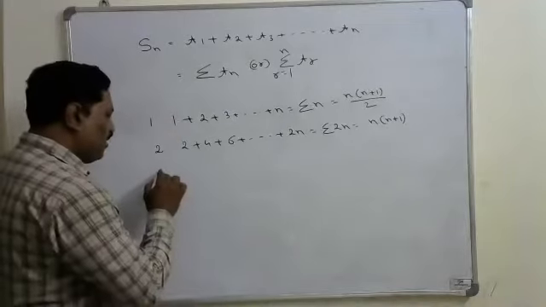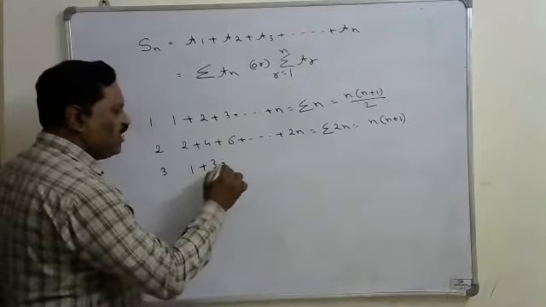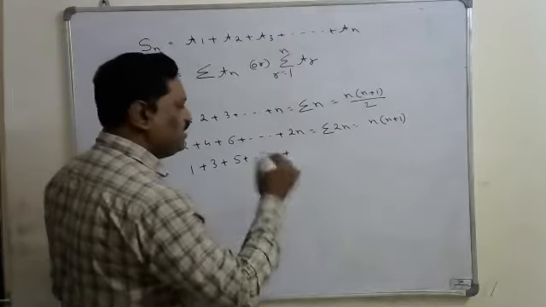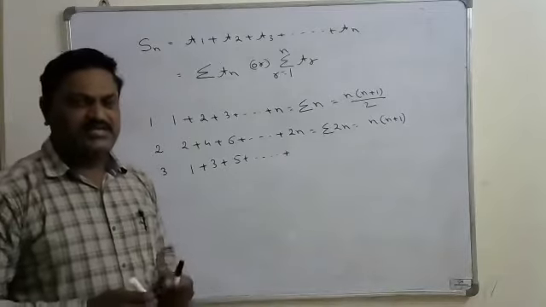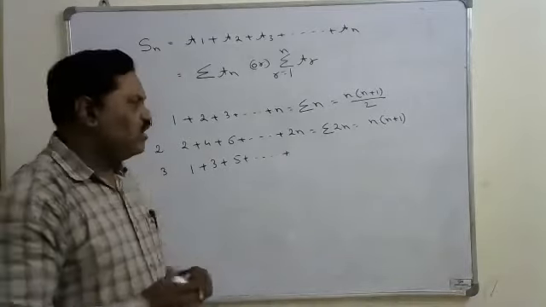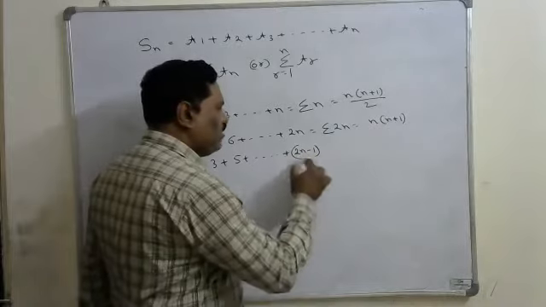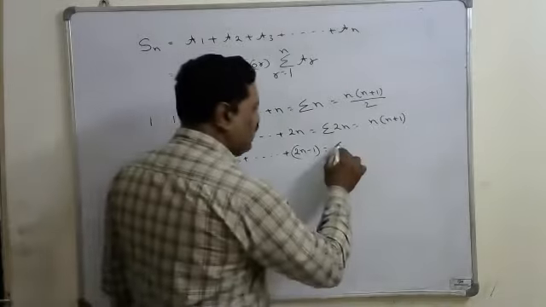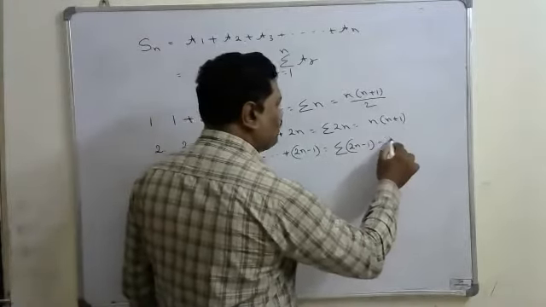Then the third formula is the sum of the first n odd natural numbers, 1 plus 3 plus 5 and so on. Whenever there is an odd number series, the nth odd number we write as 2n minus 1. So this is sigma of 2n minus 1, which is equal to n square.